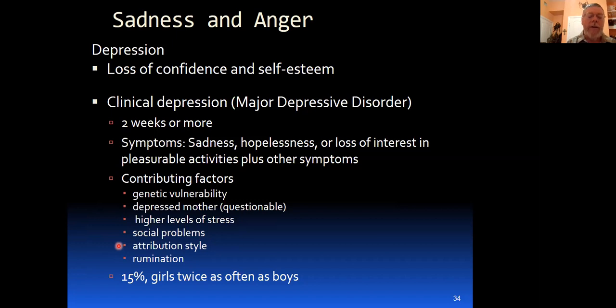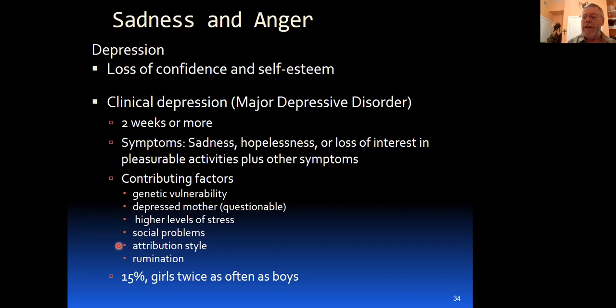Also, if one makes the attribution that the problem is permanent. So the adolescent that loses their best friend says to themselves, I'll never have a good friend again. You know, that's going to more likely get them depressed than if they say, it's temporary, I'll find new friends. And thirdly, if one sees the problem as being pervasive, in other words, that everything in life is ruined, again, more likely to get depressed.